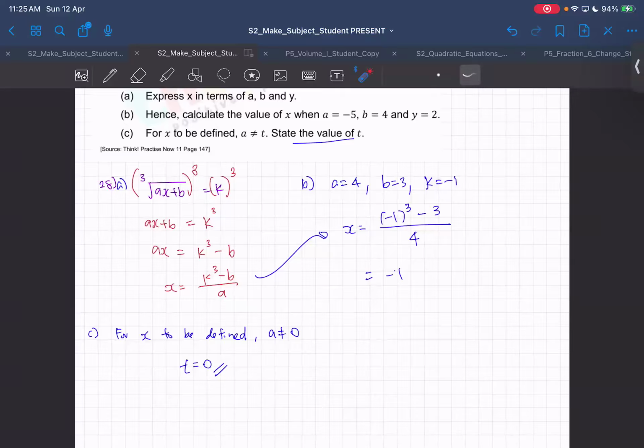Done with A? Do your B first, then after that can check the answer. Okay, so for those of you who are done with B, your answer should be 1. X equals to 1. Who got X equals to 1?